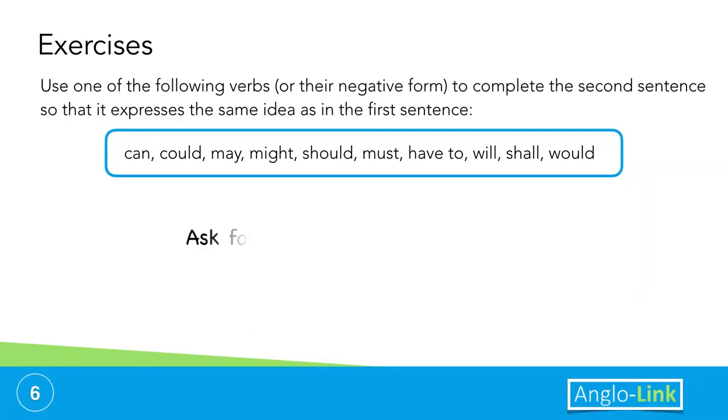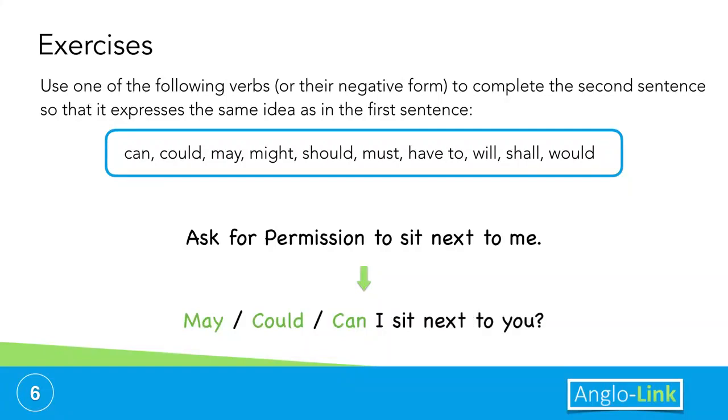Number 6. Ask for permission to sit next to me. Asking for permission, the best modal is may. May I sit next to you? Could I sit next to you works as well. It's still polite. And if you want to be informal, can I sit next to you?